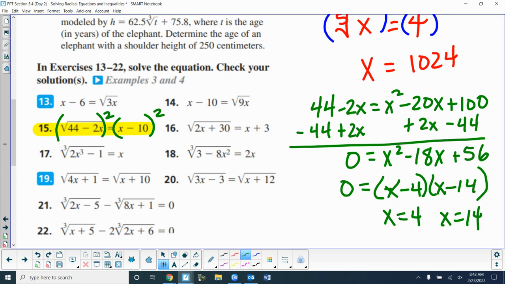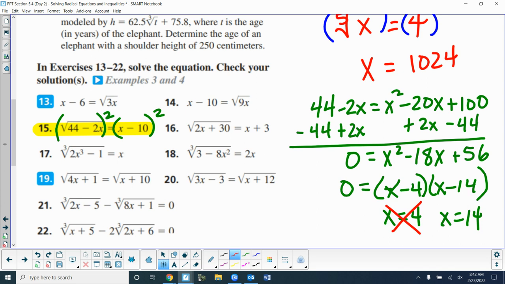Now we're supposed to check those, right? So what's 2 times 4? 8. What's 44 minus 8? 36, right? What's the square root of 36? 6. What's 4 minus 10? Negative 6. Does positive 6 equal negative 6? No. So is 4 a good answer? No. 2 times 14 is 28.